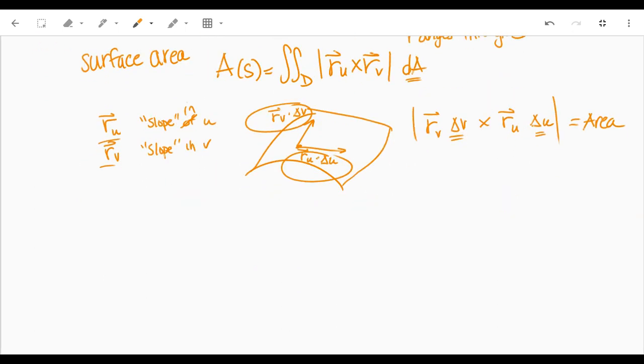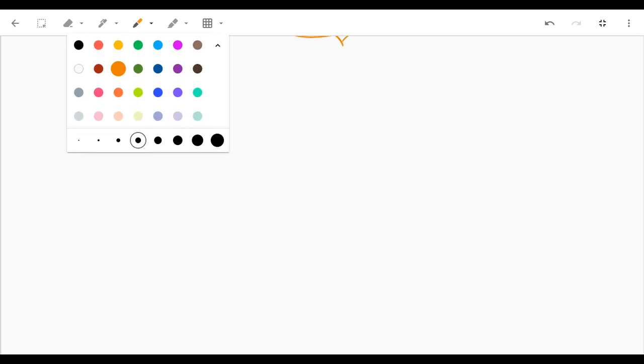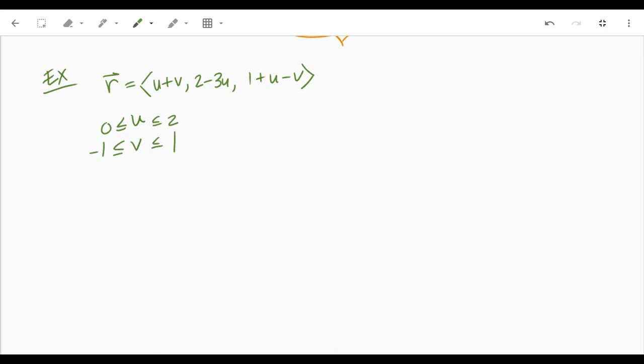Okay, so an example for this one, and I think this is exercise 34 in your book: r is ⟨u + v, 2 − 3u, 1 + u − v⟩, with u between 0 and 2, and v between -1 and 1. We want to find the surface area. So the surface area of this surface is over this rectangle where u is between 0 and 2, and v is between -1 and 1.